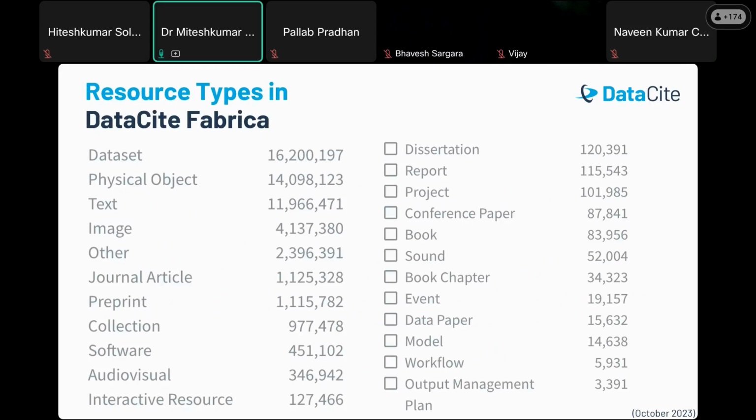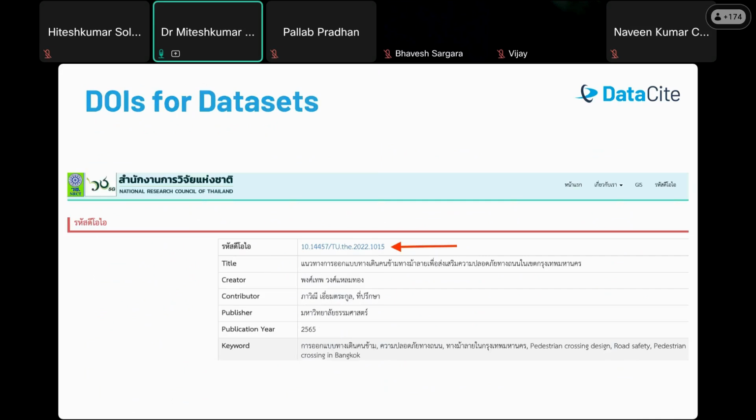Many datasets are available. Physical objects are available. Text, videos, images, and journal articles are also available. Now, if you look at datasets with DOIs, this is the National Research Council of Thailand, which has adopted the DataCite DOI for its dataset. So this is the dataset for which the DOI is generated and assigned, and it becomes a unique identifier for a particular dataset.